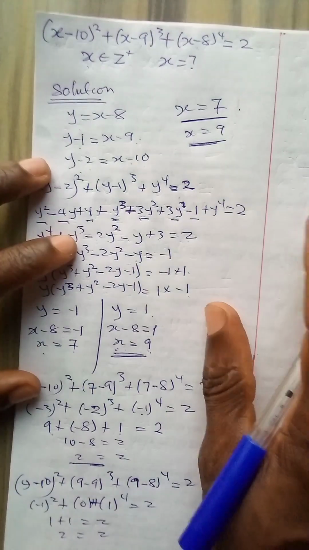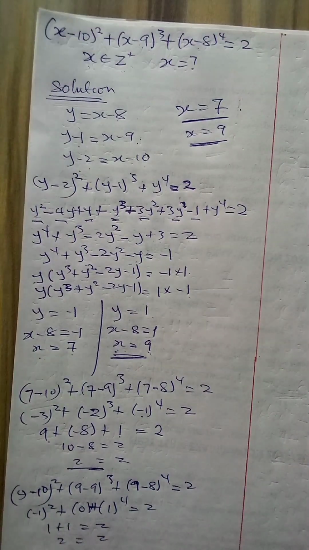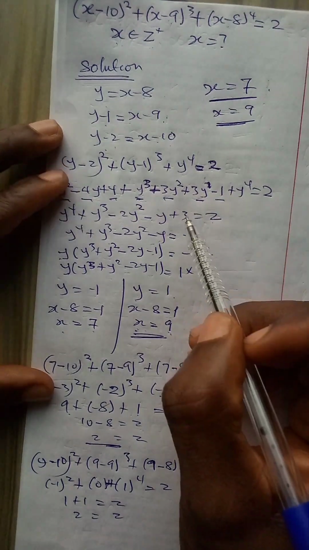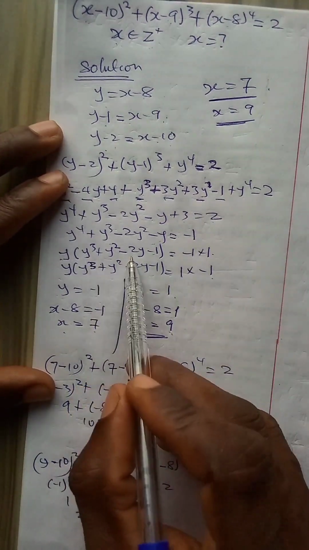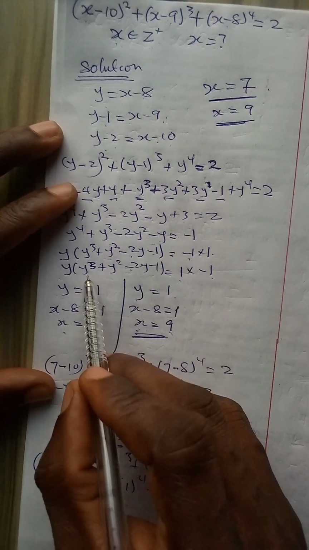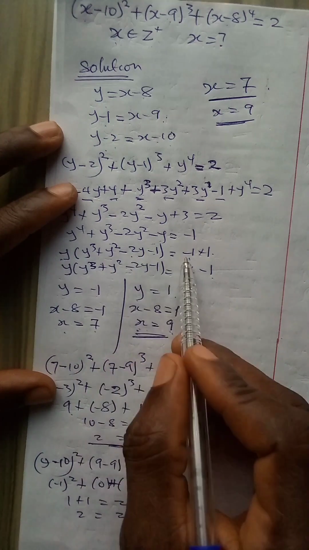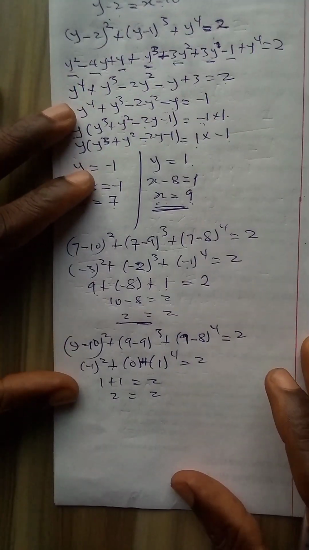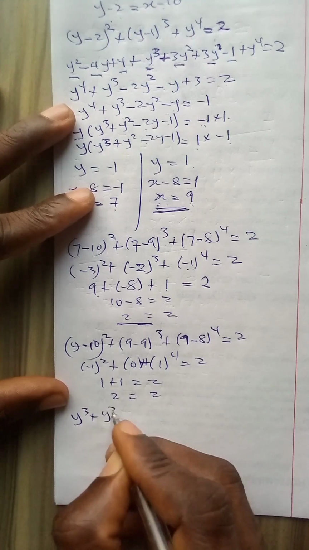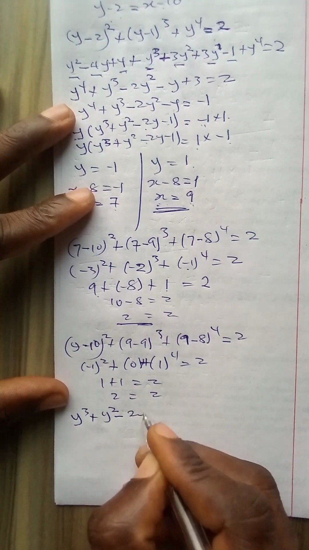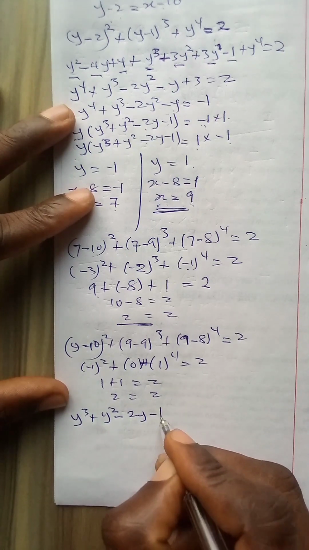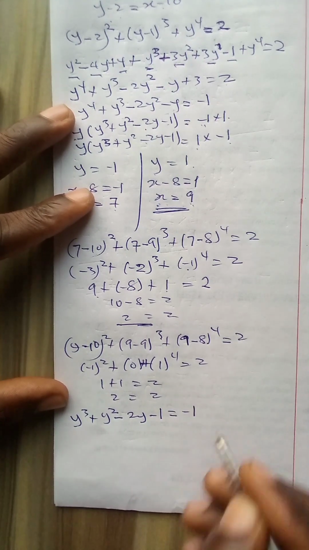Now we need 2 other solution points. And how can we get them? We can get them by equating this bracket to minus 1 and this bracket to 1. So let us first of all start with this bracket and minus 1. So what I have here is y to power 3 plus y to power 2 minus 2y squared, minus 2y please, minus 1 is equal to minus 1.